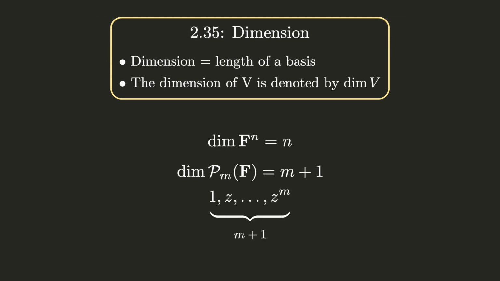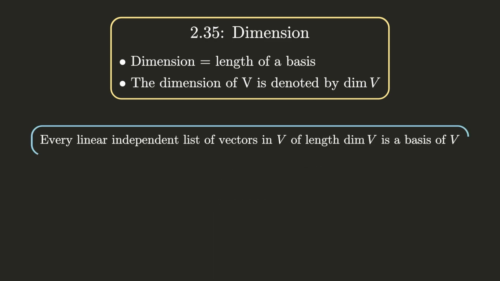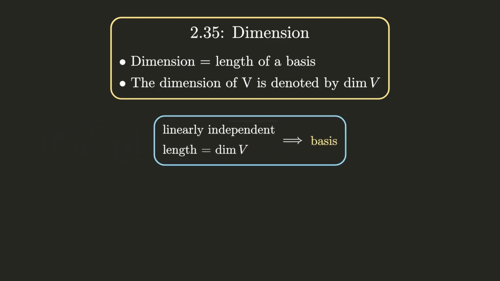Let's also look at a few theorems to improve our understanding of dimension as well. This theorem states that every linearly independent list of vectors whose length happens to be the dimension of the space is automatically a basis. To simplify this long sentence, it basically says that linear independence and the length equaling the dimension of the space implies the list in question is a basis.